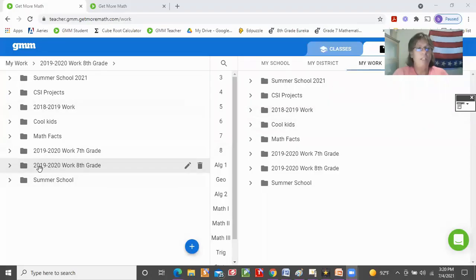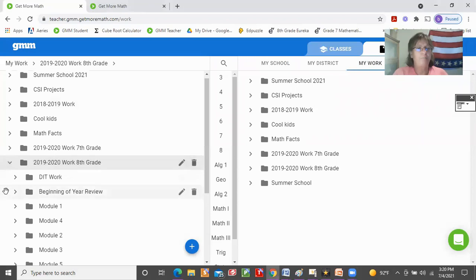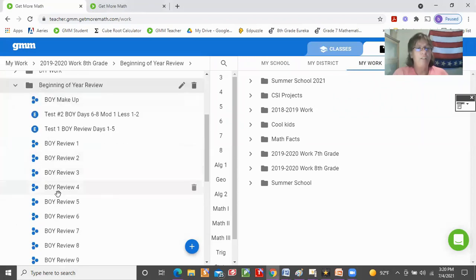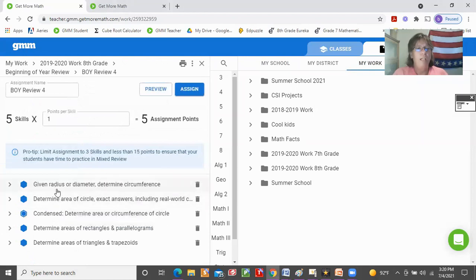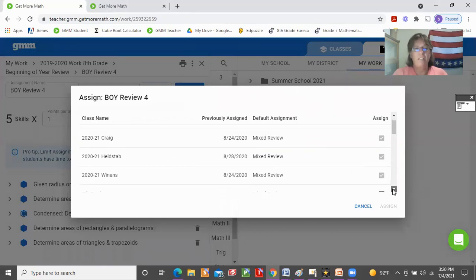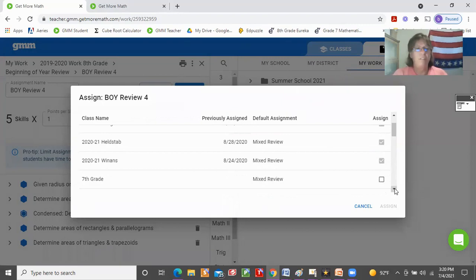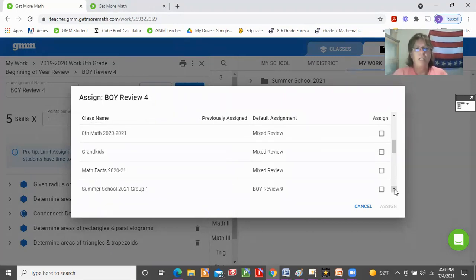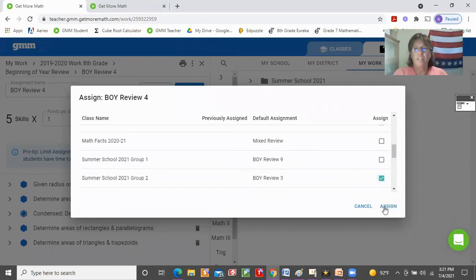And so we're in my work, and we'll go to the 8th grade and the beginning of the year. And this is beginning of the year review, day 4. And again, it's given radius, determine circumference, determine area of a circle, determine areas of rectangles and parallelograms, and determine areas of triangles and trapezoids. So I'll assign that. Notice these check marks here show I have assigned it to these classes. That's because they were for those classes last year. And this is for that summer school class that I just created to make these videos for you.